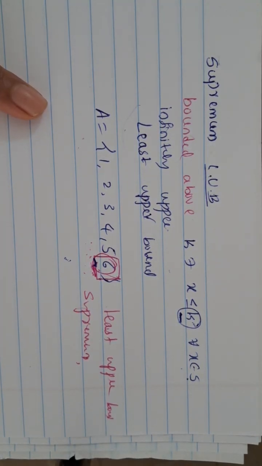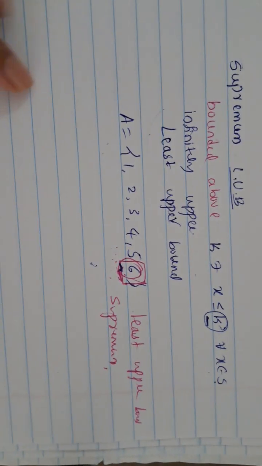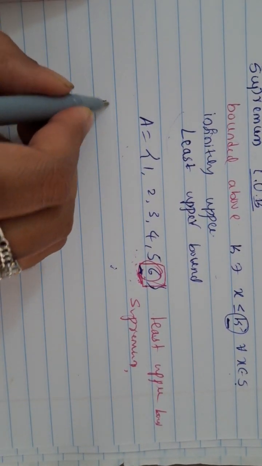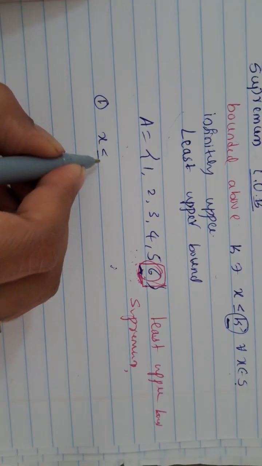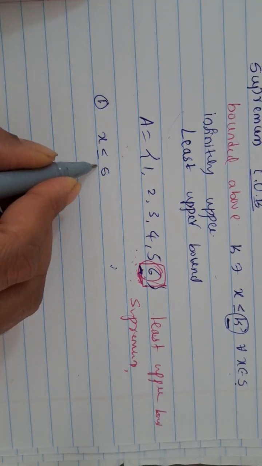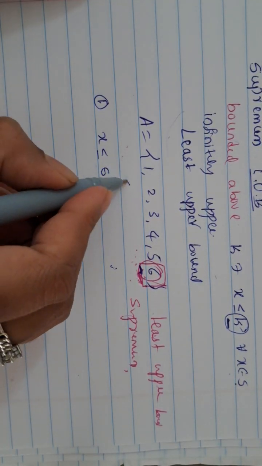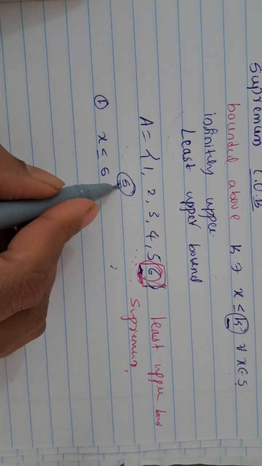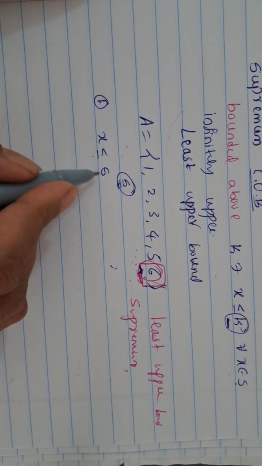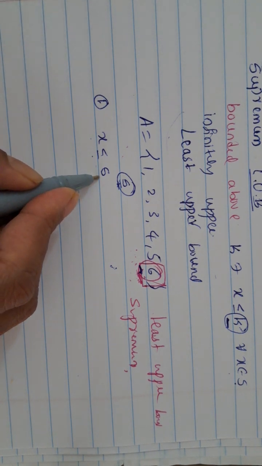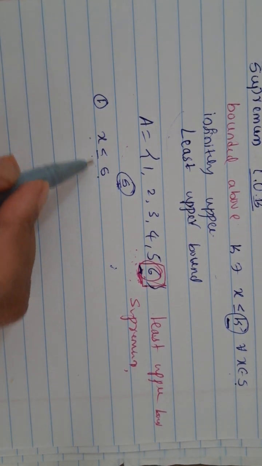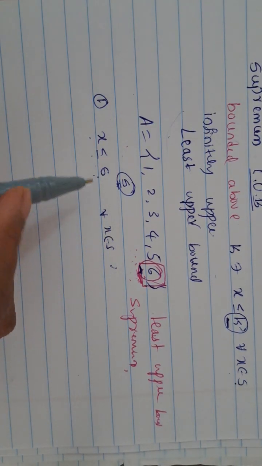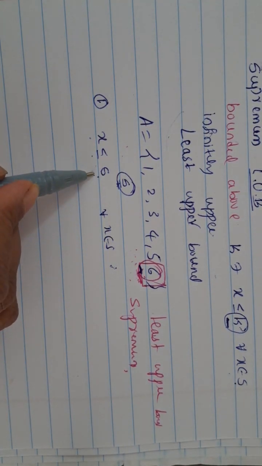So the supremum is basically a mathematical entity. The first property of the supremum is, if I take S as my supremum, then x is less than or equal to S for each and every element. This is true for every x belonging to S. Thus we know that S will be an upper bound. That is the first condition.